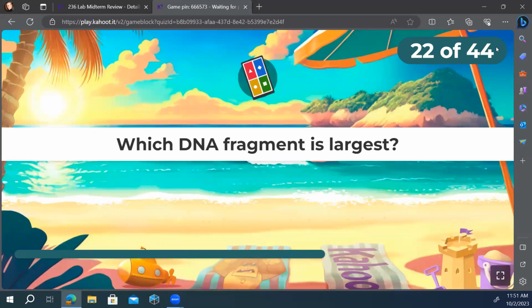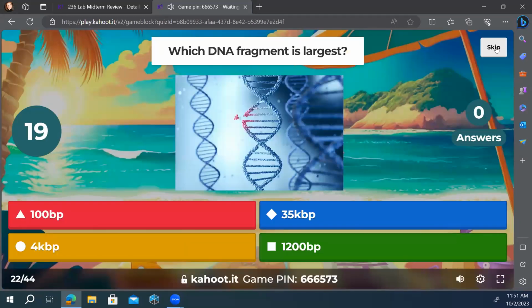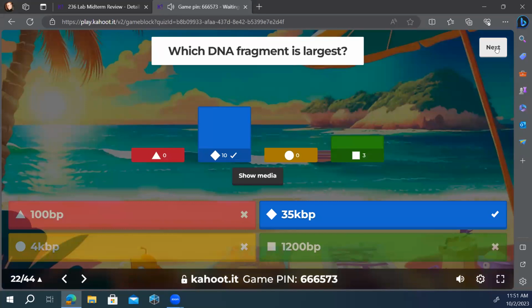Which DNA fragment is the largest in the list? Largest. All right, yeah, most of you guys got that one. That's going to be the 35 kilobase pairs or 35,000 base pairs.